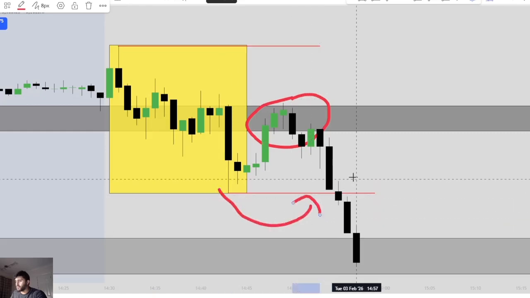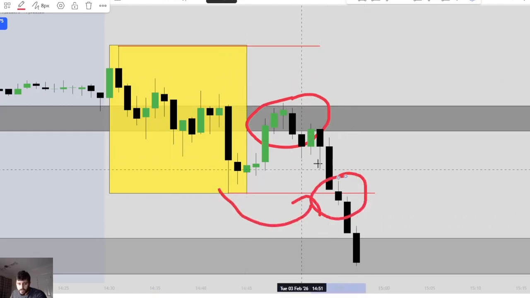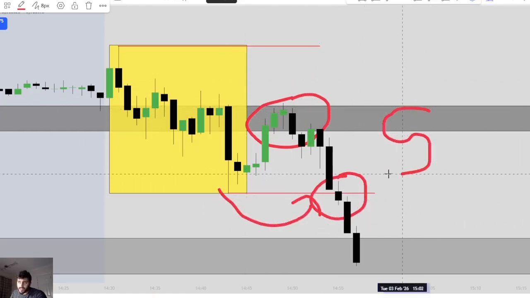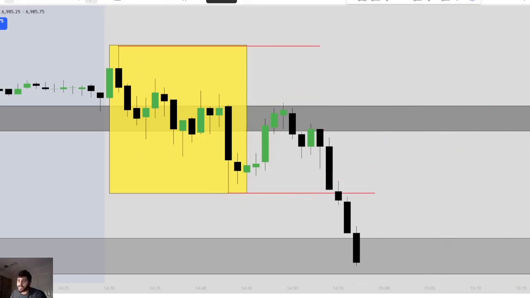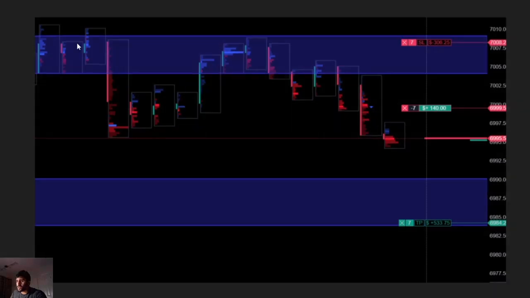The fact that we've broken the 15-minute low despite having lots of buyers over here, this confirms that sellers are in control, right? And you want to be shorting when sellers are in control, right? So this is my short over here. My short came at 1-minute break, 1-minute retest.